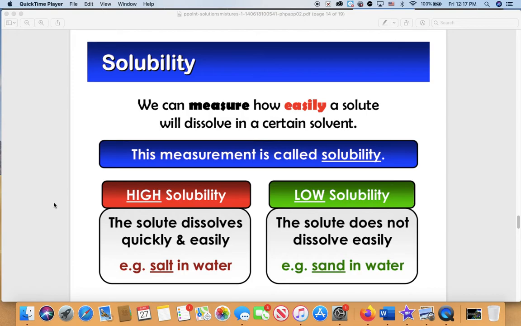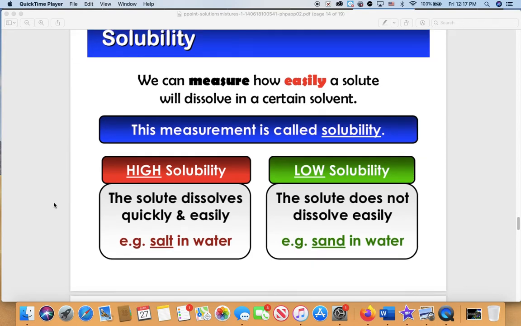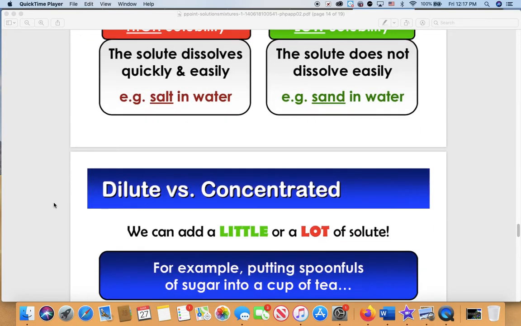If something has high solubility, that means that the solute dissolves quickly and easily. So salt dissolves pretty quickly and pretty easily into water. Whereas sand does not dissolve quickly or easily, actually, really ever in water. I mean, maybe eventually if we're spinning it and agitating, it might dissolve, but not really.